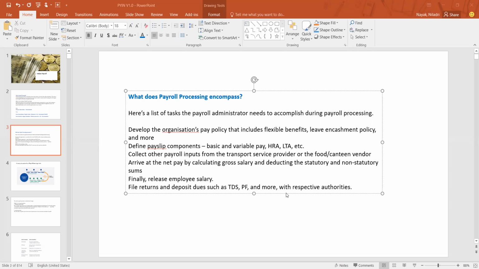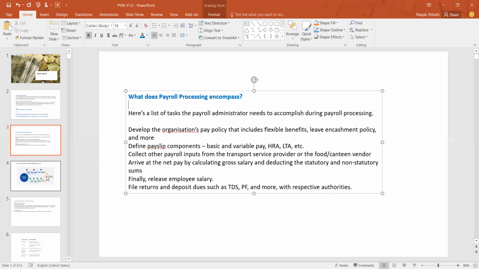Suppose you have worked on US payroll, you must have heard about garnishment and all those things. So those things will come into the picture. So this is understood, right? This is what I mean by what payroll processing encompasses. At the process level, you have to link your process policies to your SAP. That I talked about here. So this is regarding your payroll processing part.